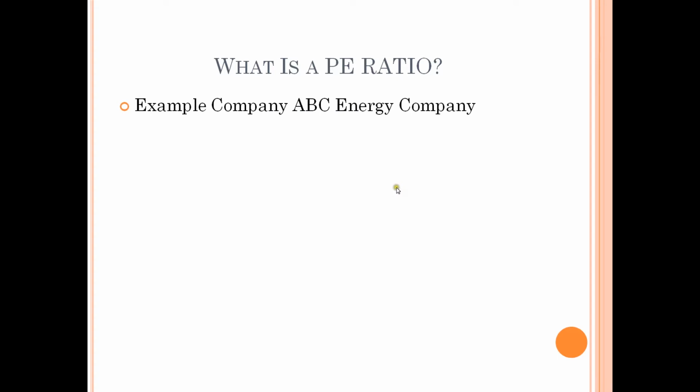A quick example of this is ABC Energy Company. This is just a company I made up to give everyone a practical example. The price per share is $30, and it has earnings of $2.50 per share. So the price divided by the earnings is 12. So it has a PE ratio of 12.